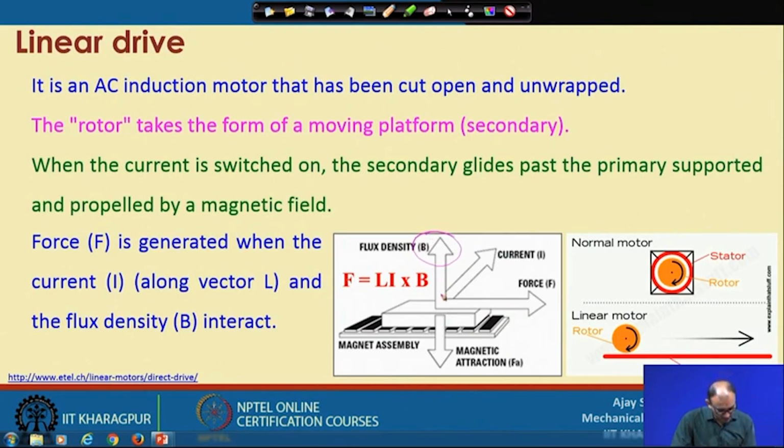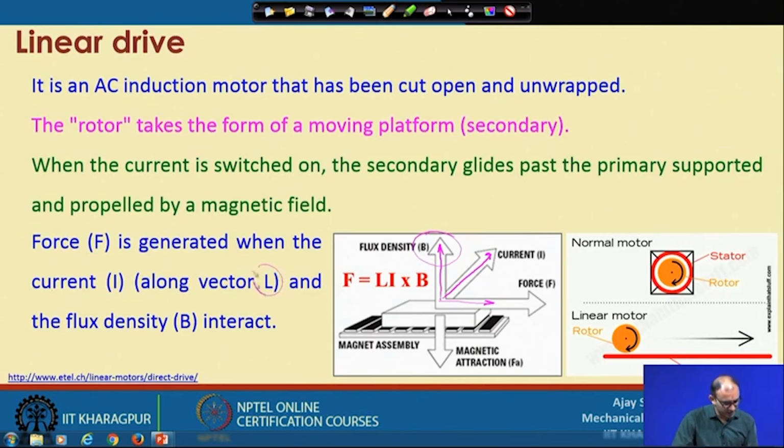So, this is the magnetic field you are applying in the vertical direction, and if you supply a current at 90° to that, then it will generate a force which is perpendicular to both of these. That is called the Lorentz force. So, force F is generated when the current I and the flux density interact.